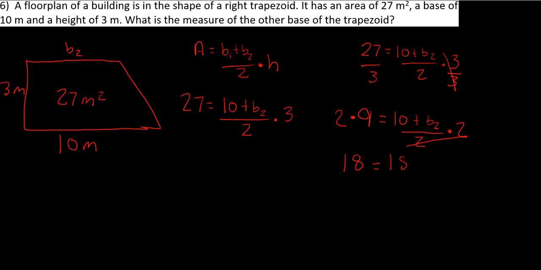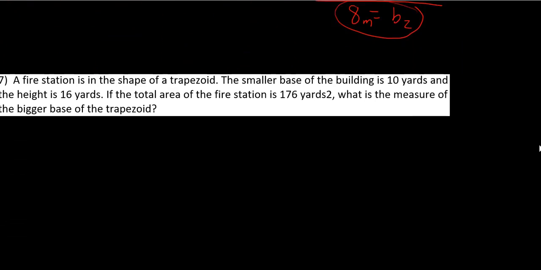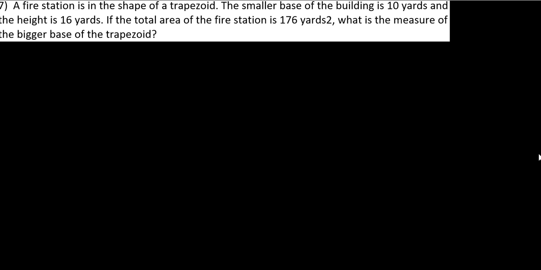So let me just go ahead and erase that actually. Here you go. So we have 18 is equal to 10 plus b2. Now, in order to get the b2 by itself, I have to get rid of this 10. So I'm just going to subtract 10 from that side and subtract 10 from the other side. So now finally, I have b2 is going to be equal to 8. More particularly, 8 meters. Okay? Now, let's go through our last example that's similar to that last one that we were just on.